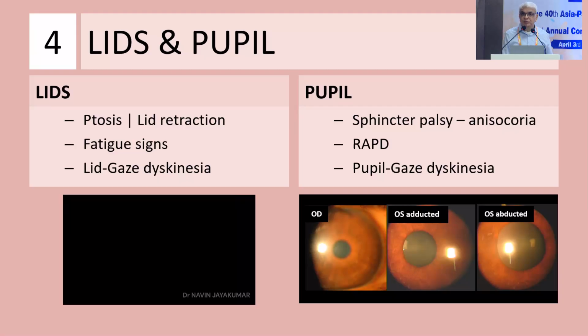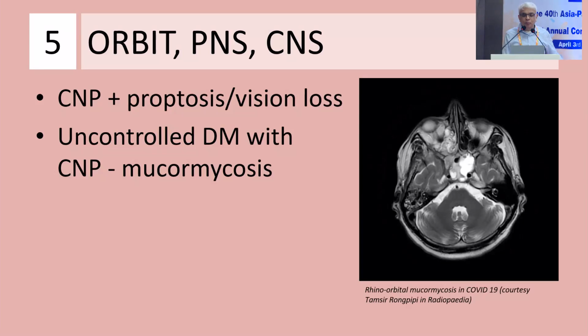The other picture shows you the pupil. Look for anisocoria. Here is a patient who had trauma. The right pupil is there just for visualization. See the size of the left pupil between adduction and abduction, and you can see this constriction when the eye is adducting. So this is a pupil gaze dyskinesia. So that's also significant. Orbit, PNS and central nervous system.